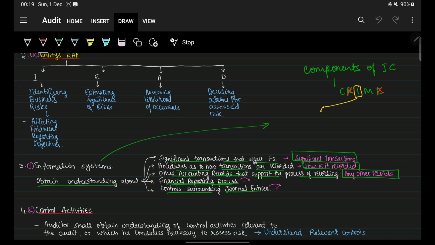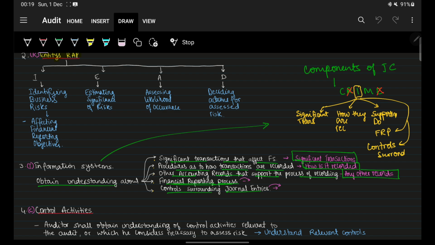So in these 5 points, the first one is the significant transactions, okay. What are the significant transactions that affect the financial statements, okay. Secondly, he also has to understand how they are recorded, okay. And he also has to check any supporting documents. Fourth point, he has to understand the financial reporting process, and lastly the control surrounding journal entries, okay.